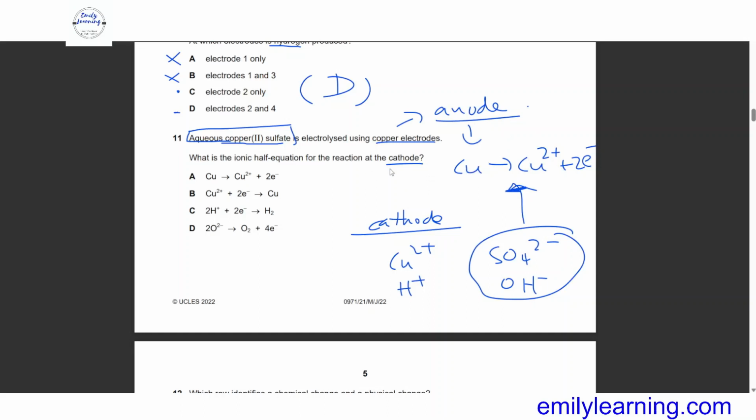Next, let's take a look at the cathode, which is what we are interested in for this question. Either Cu2+ or H+ will be discharged. Which one will be discharged? This depends on the reactivity series. Recall that Cu is below H in the reactivity series, and therefore Cu2+ will be converted to copper at the cathode. So the equation will be Cu2+ plus 2e- gives Cu. So the answer for 11 is B.